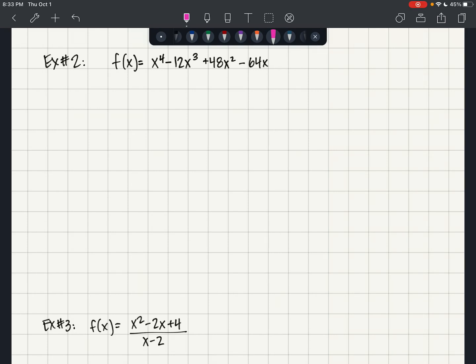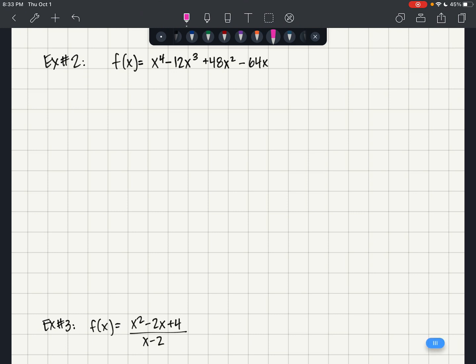So here we are, we're back, and we're going to graph f of x equals x to the fourth minus 12x cubed plus 48x squared minus 64x. This is a good graph. This is a fun one.